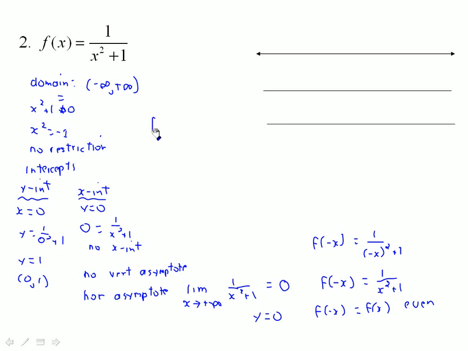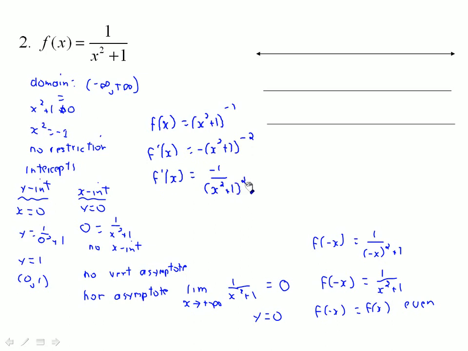So you might want to take this function and write it in an easier form to differentiate. So how about (x squared plus 1) to the negative 1? So therefore, the first derivative is equal to negative (x squared plus 1) to the negative 2. So in a form we can work with mathematically, we could say that this is negative 1 over (x squared plus 1) to the 2.